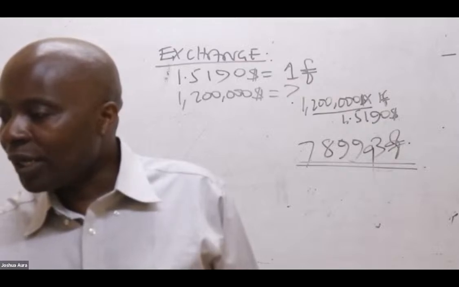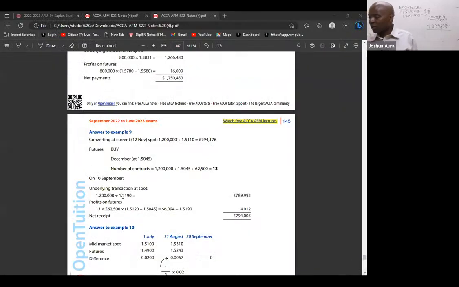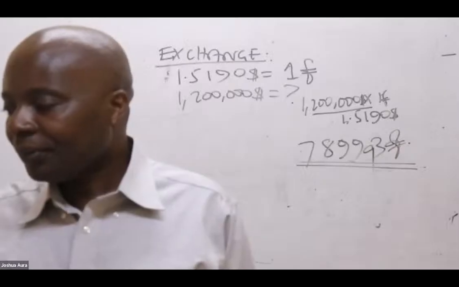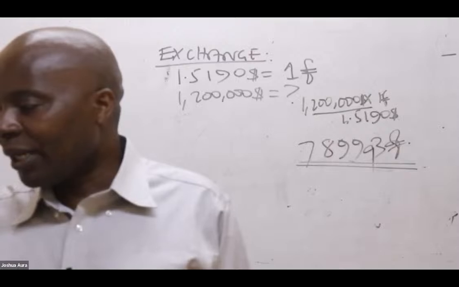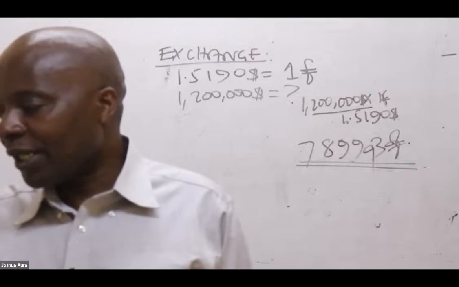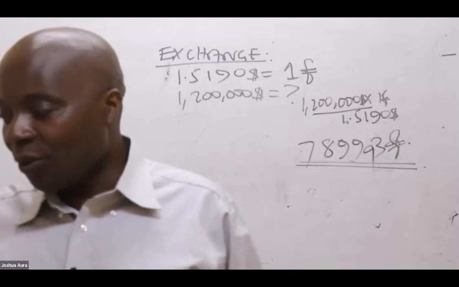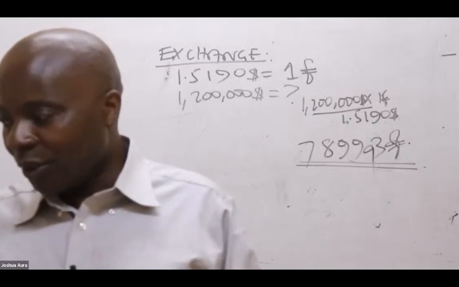Because if you take, for example, even the book that has the solution, if you look at the solution, you have the solution well here. You see this 789 993. So what we are looking at is where you went wrong. Expound on opening and closing spot rate. But why not use the December rate? Good questions there.